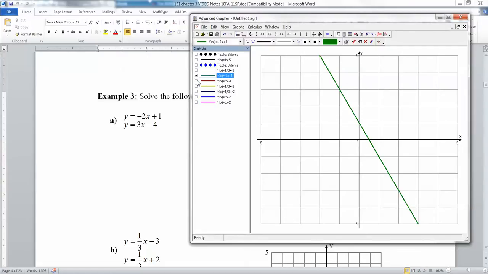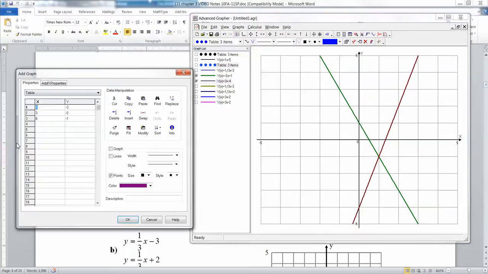Then you also want the line 3x minus 4, which means you're going to start at negative 4, and you're going to go up 3, right 1. And there that one is. And you can see that the two of them intersect at, well, hopefully you can see, they intersect at the point 1, negative 1.